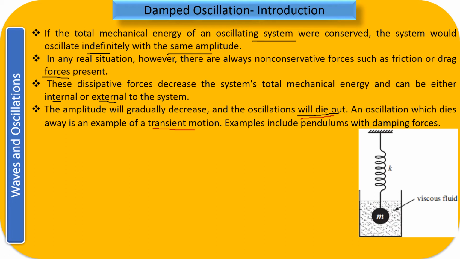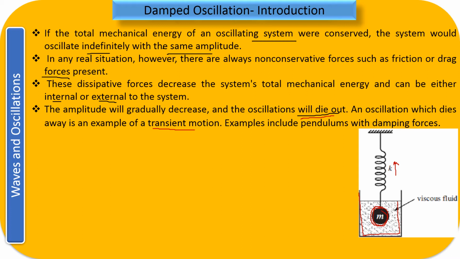Now here you see one of the examples. As you can see, you have a spring system, and this spring system is attached to the mass m. Let us suppose this spring is going to oscillate with its natural angular frequency, omega naught. Now let us suppose I have kept a viscous liquid. There is a liquid in which this mass has been submerged, inside the viscous liquid.